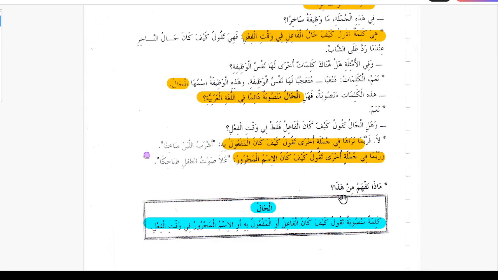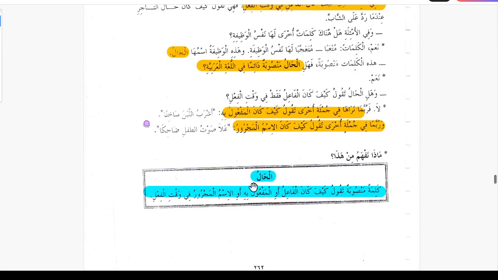Madha nafhamu min hadha, what we understand from this. So what is the summary of alhal? Alhalu is kalimatun mansubatun, a mansub word. Taqulu kaifa kanal fa'il, how was the fa'il, aw maf'ul bihi, aw ism majroor, fi waqtil fi'l, at the time of the action, what was their state, what was their condition.